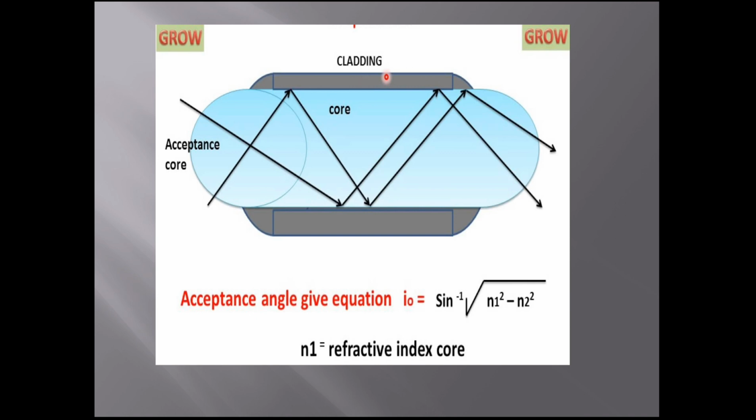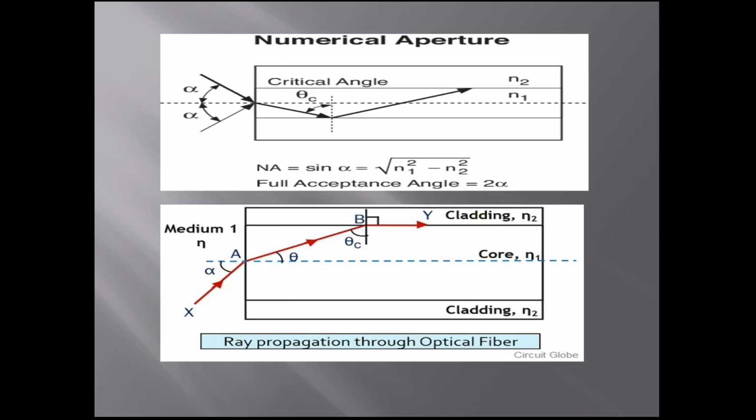Numerical aperture. The numerical aperture is denoted by the formula sin i0. We know the value of i0. So sin i0 is the square root of n1 squared minus n2 squared. The numerical aperture shows the light gathering ability, meaning the numerical aperture is the light collecting ability.